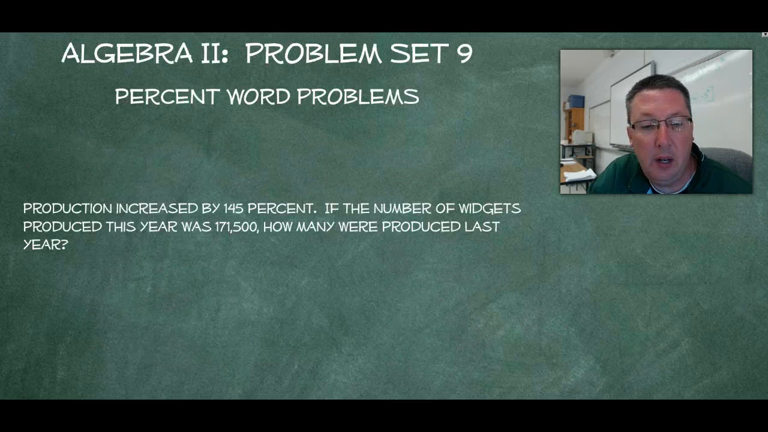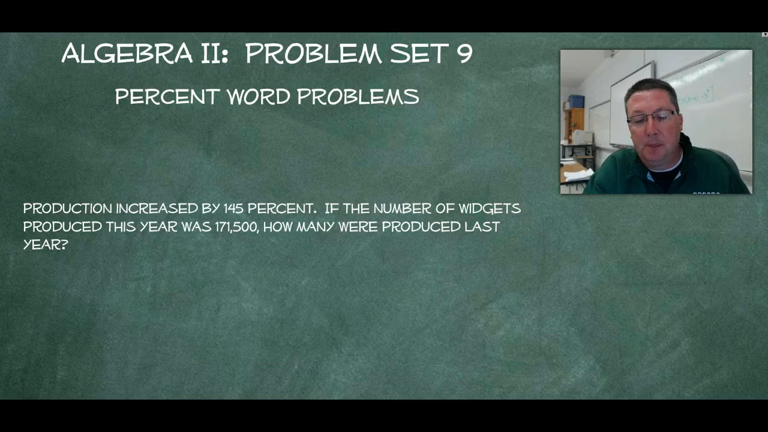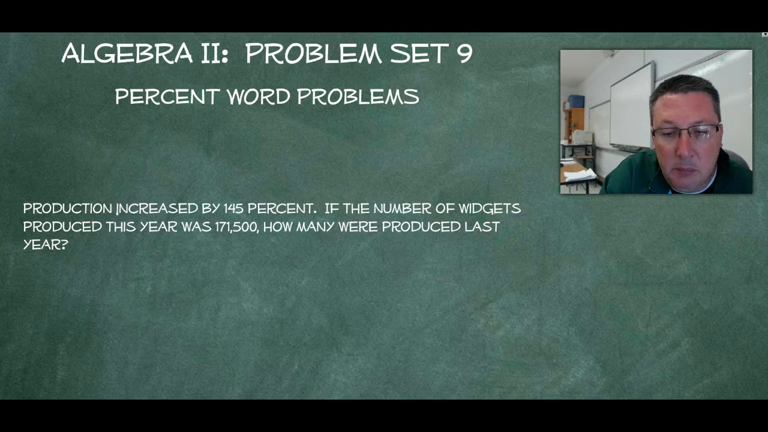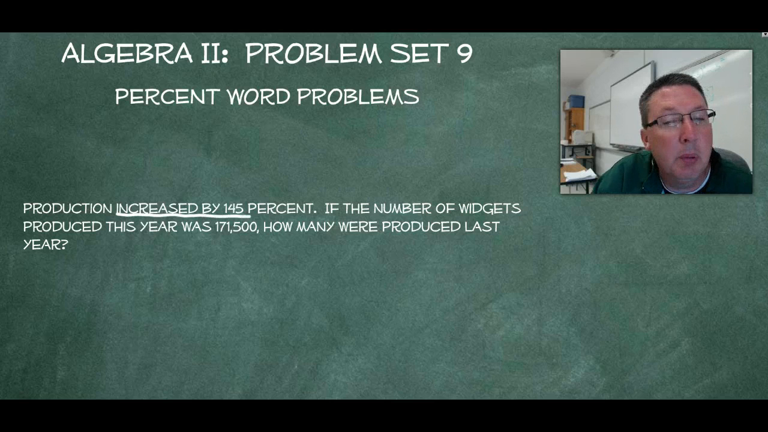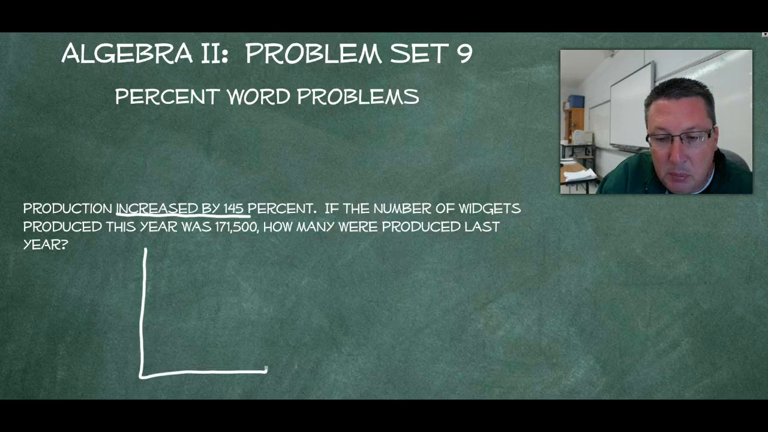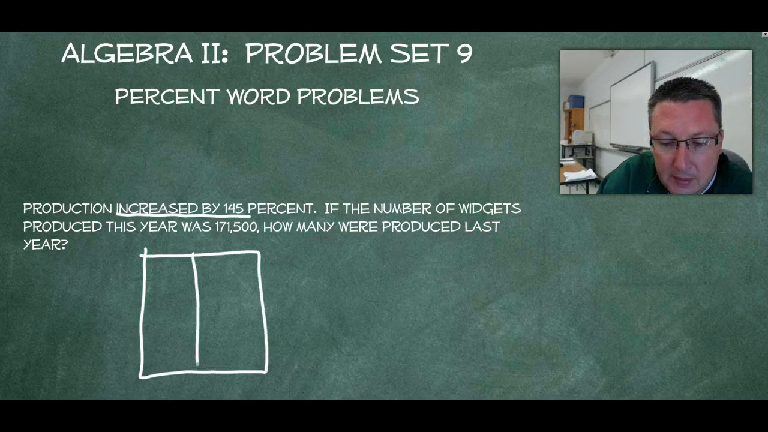Try this again. All right. This one's a little bit different. Okay? Every now and then they're going to mix in problems that talk about a percent increase or a percent decrease. Let's look at this problem. It says the production increased by 140%. If we stop right there, anytime you see increased by a percent, we are going to set up a table, but the table is set up slightly different.